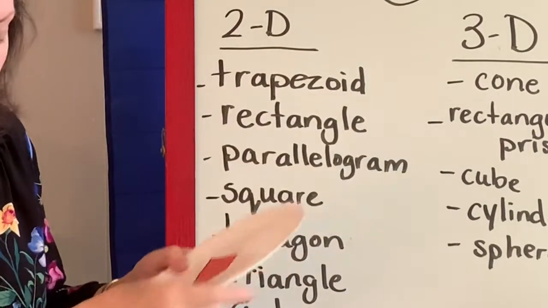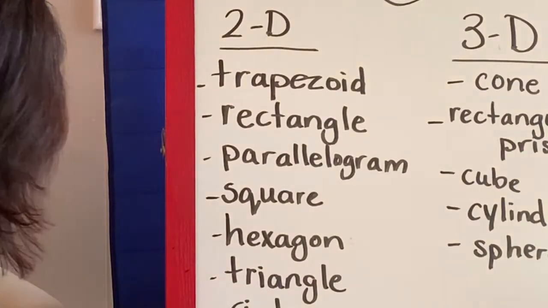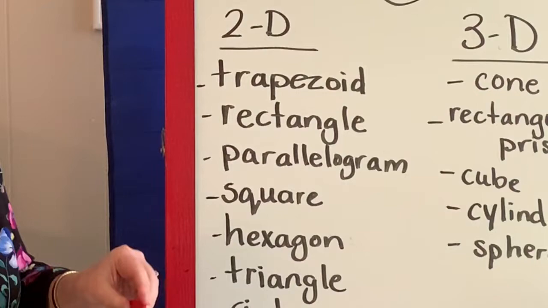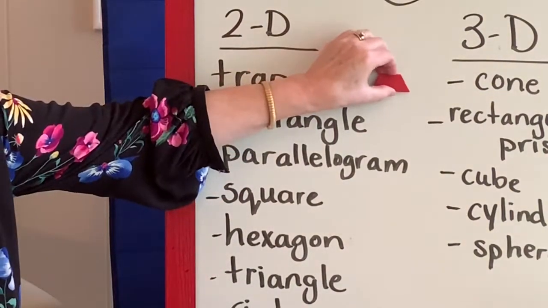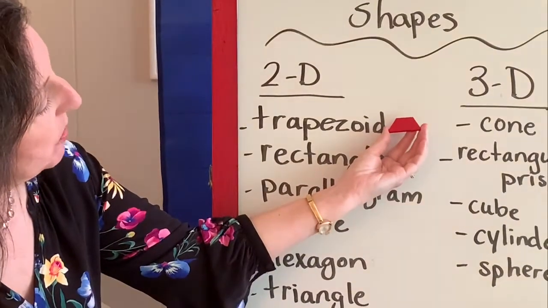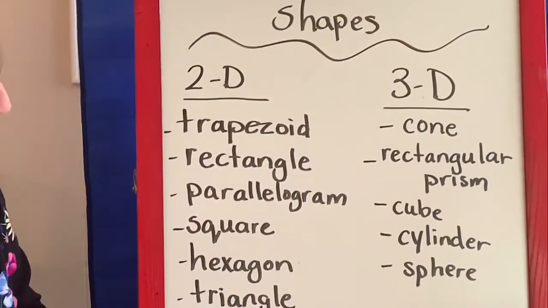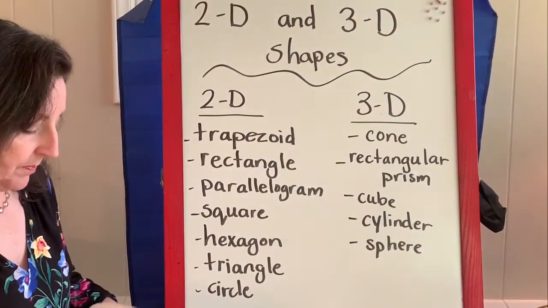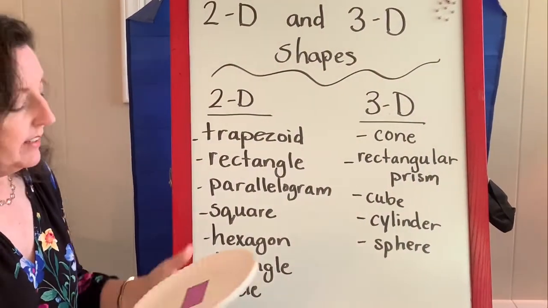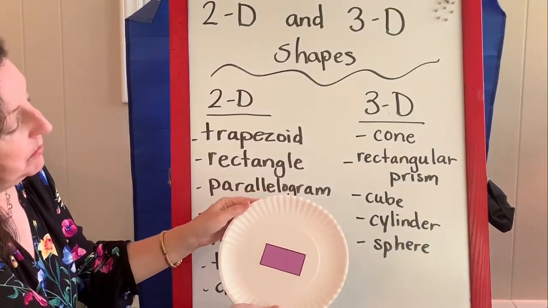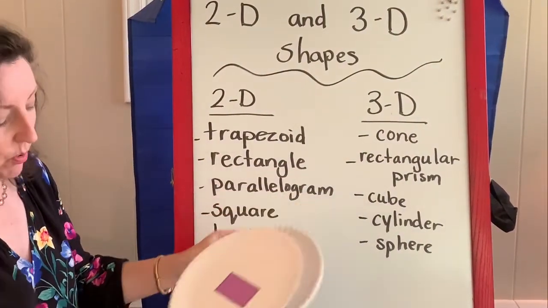So this is a trapezoid, and I have it in this form too as well. So let me hold it so you can see it a little bit better. So that's our trapezoid. All right, so remember that's our trapezoid. Then I think most of you know our rectangle. Rectangle, you learned that probably before you came to school, when you were in preschool, if some of you were.